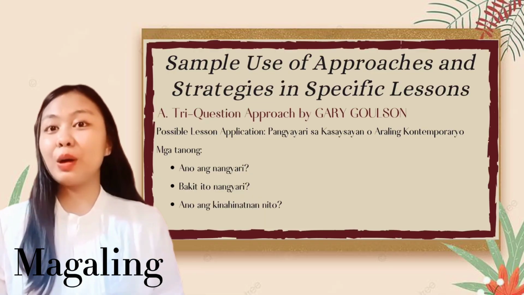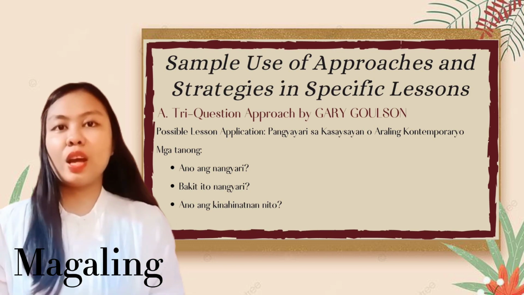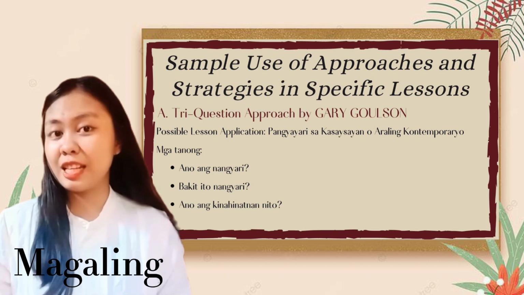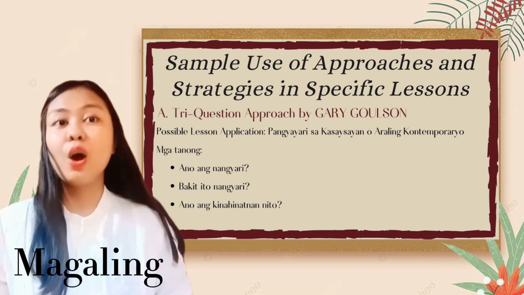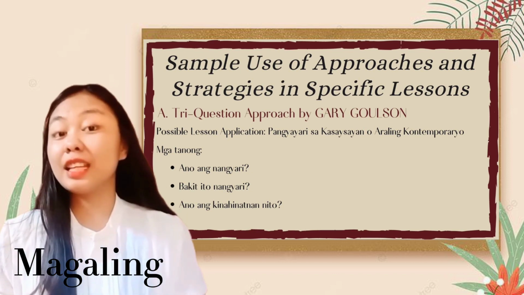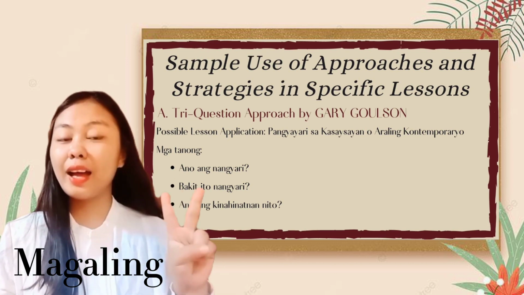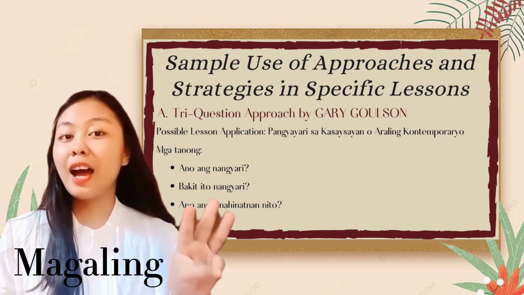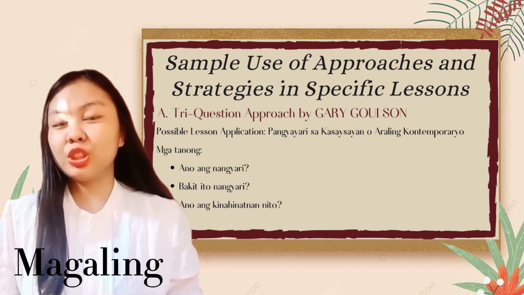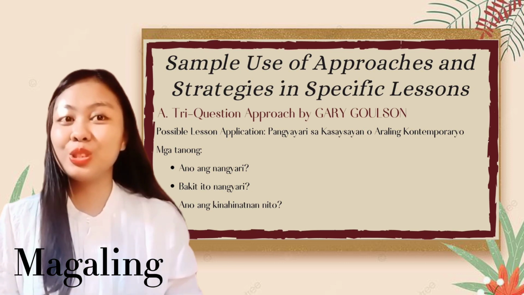I'm going to discuss a sample use of approaches and strategies in specific. This three-question approach by Gary Golson has a possible lesson application, which is pangyayari sa kasaysayan o araling kontemporaryo. Ang mga hakbang sa pagsasagawa ay ginagamitan lamang ng tatlong tanong. Una, anong nangyari? Ikalawa, bakit ito nangyari? Ikatlo, ano ang kinahihinatnan nito? This three-question approach helps students in conflict to hear each other and, when appropriate, find a solution to the problem.